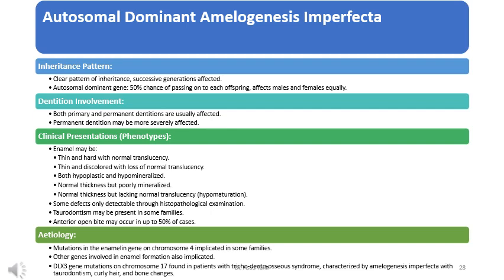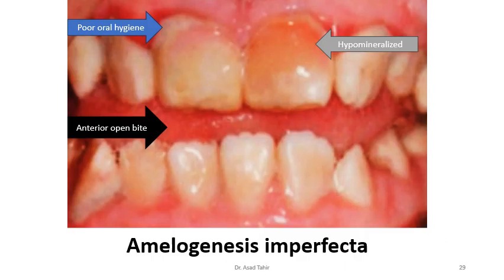Etiology: mutations in the enamelin gene on chromosome 4 are implicated in some families. Other genes involved in enamel formation are also implicated. DLX3 gene mutations on chromosome 17 are found in patients with trichodontoosseous syndrome, characterized by amelogenesis imperfecta with taurodontism, curly hair, and bone changes.